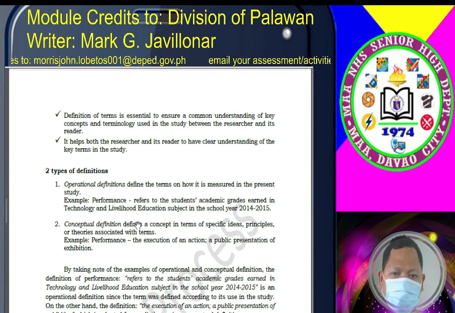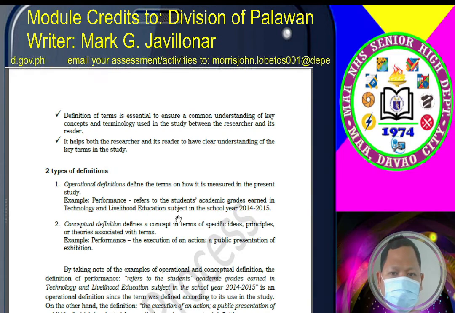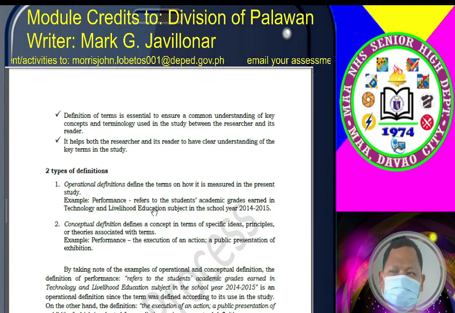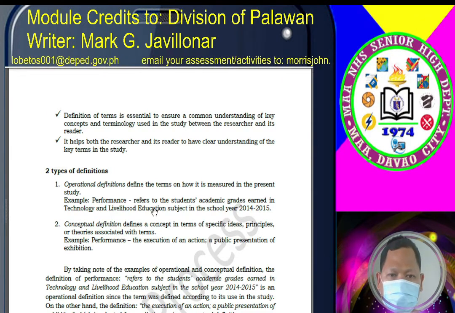When we talk about operational, it defines the terms based on how they are measured in the present study. For example, performance refers to the students' academic grades in Technology and Livelihood Education in the school year 2014-2015. So an operational definition is the researcher's definition based on how he or she uses the term in the current study. That is operational definition.